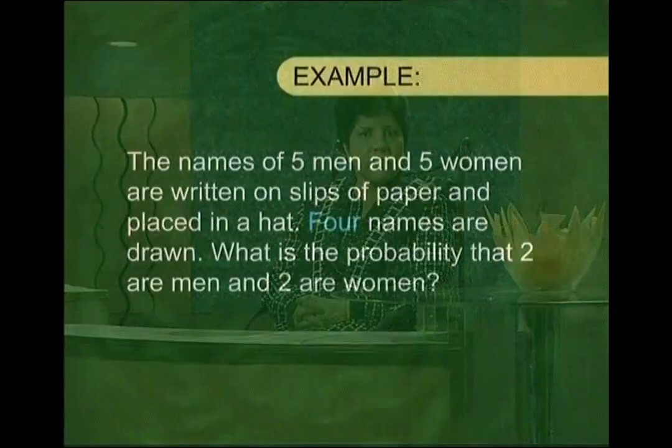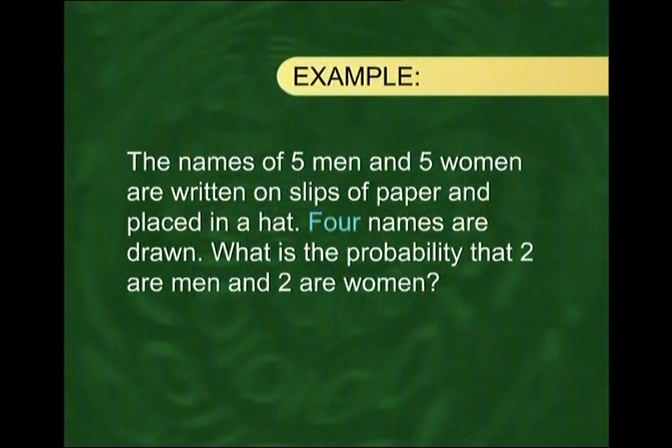As you now see on the screen, suppose that the names of five men and five women are written on slips of paper and placed in a hat. Four names are drawn. What is the probability that two are men and two are women?